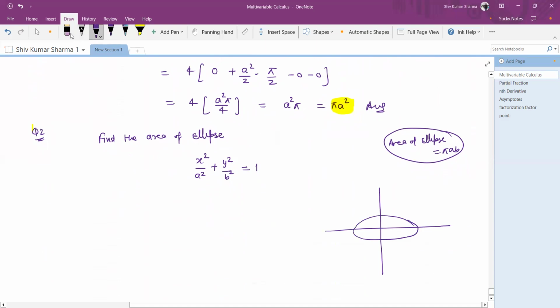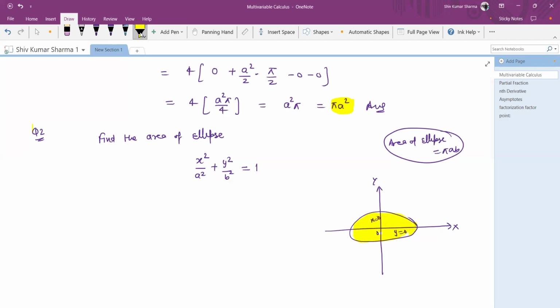The ellipse, okay, so this is the equation of that ellipse: x square upon a square plus y square upon b square equal to 1. The ellipse also makes the symmetry. Understand? So the ellipse also makes the symmetry. That means when we obtain the area of the first quadrant, then we multiply by 4 for the whole ellipse. Here we are going to calculate the area of the whole ellipse. So we just put the limit for the first quadrant only and multiply by 4, so we can get the whole.